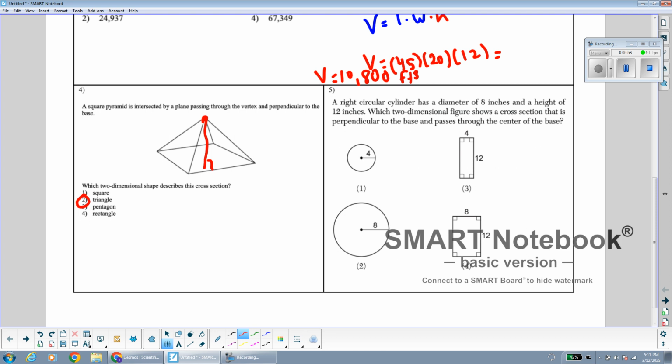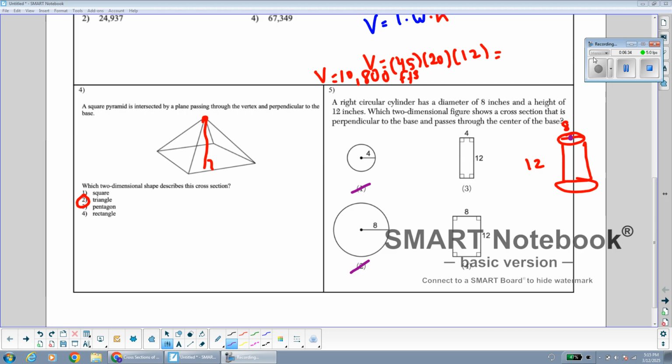A right circular cylinder has a diameter of 8 inches and a height of 12 inches. Which two-dimensional figure shows a cross section that is perpendicular to the base? So if it's perpendicular to the base, I already know it's vertical, and passes through the center of the base. So let's take each one into consideration here.